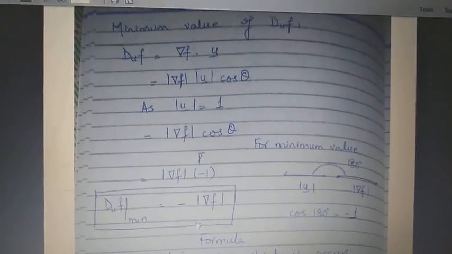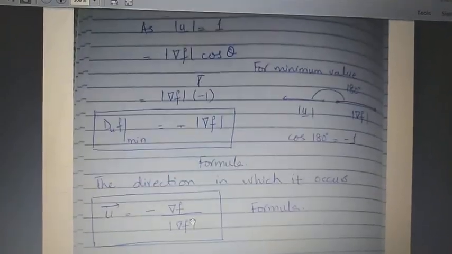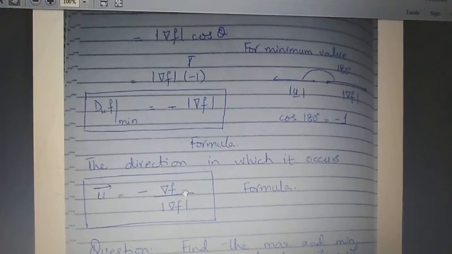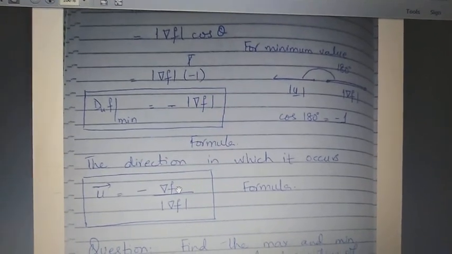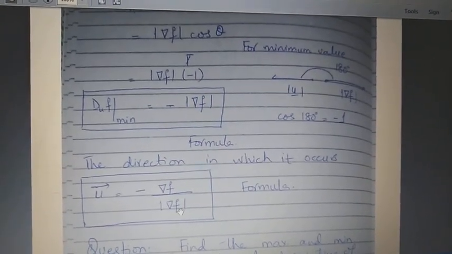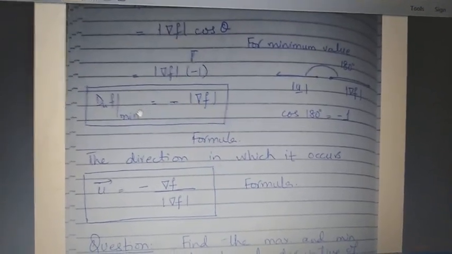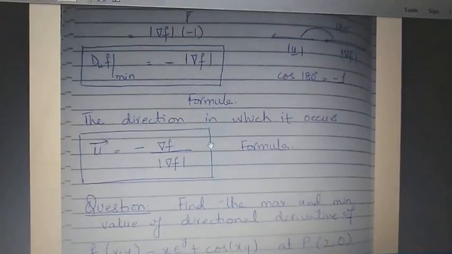And the direction in which this minimum value occurs is given by the vector u, negative sign, gradient of f over its magnitude. This is the formula when the directional derivative has the minimum value. Now we will apply these formulas in a question.